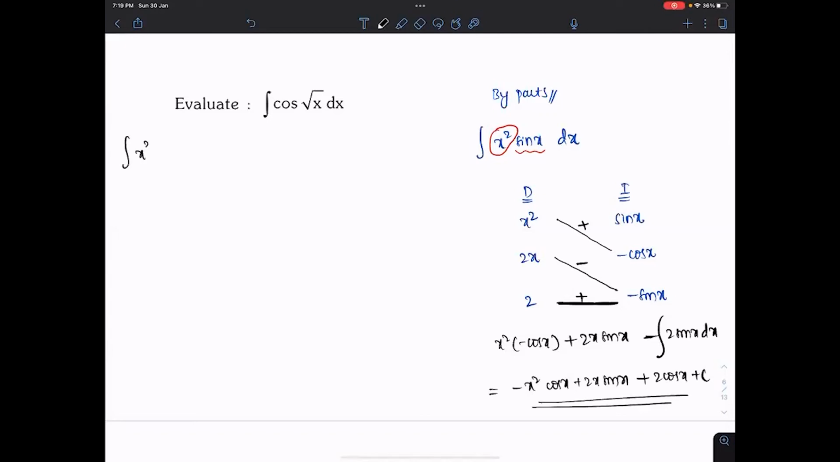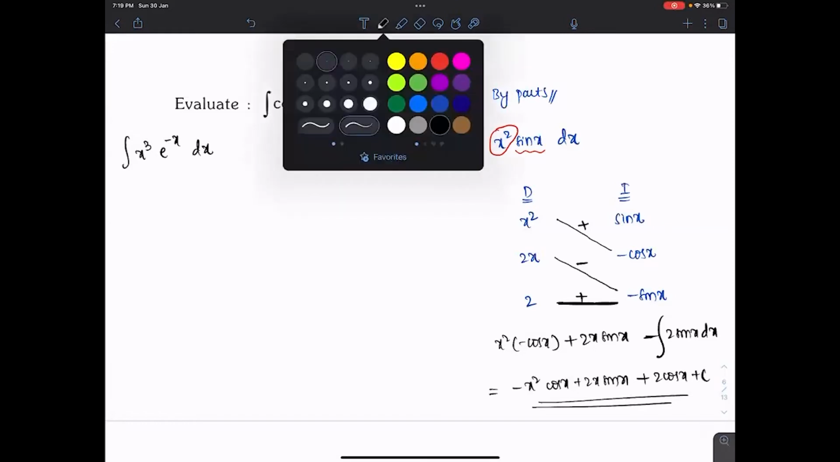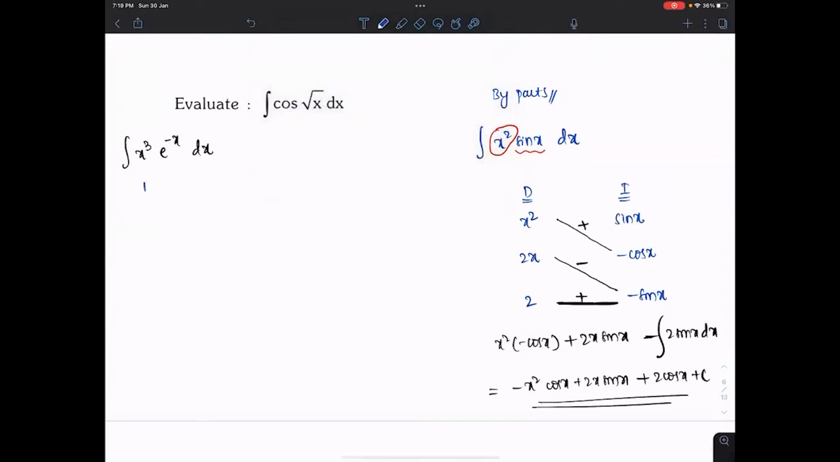Integral of x cube e power minus x, let's say. Now this also by parts. One for derivative, one for integration you will keep. For derivative, which function will you keep? x cube. For integration, e power minus x. Keep differentiating: 3x square. Integration: minus e power minus x. Now see whether you can evaluate the integration of this product. No, x square into e power minus x we can't find.